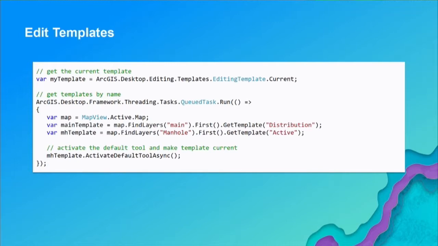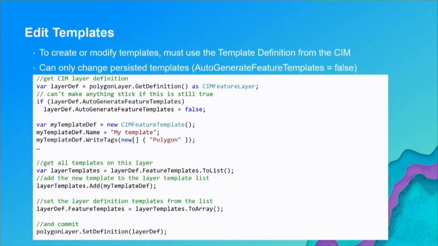So there is a property for the layer to know whether the templates need to be auto-generated or not, and that just happens to be stored in the CIM. The CIM is the cartographic information model that a lot of the different objects within ArcGIS Pro use. So to create or modify templates, you need to use the CIM. To find information about a layer, you would need to use the CIM. In this particular example here, we have a layer and we're getting its definition, and that will give us the CIM definition of that layer.